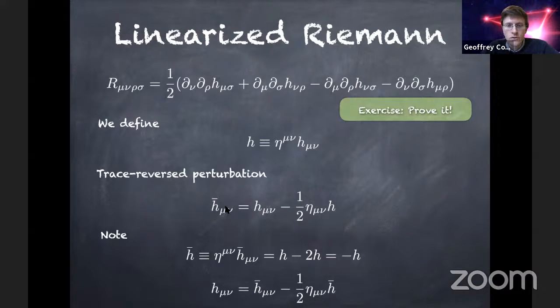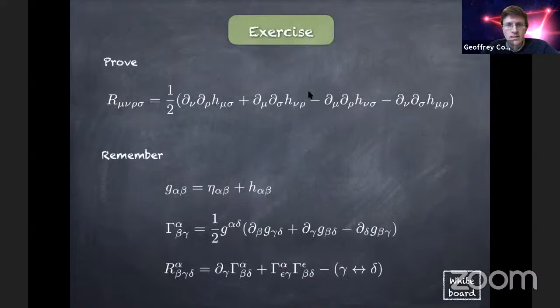And note that you can invert this by substituting h equals minus h bar. You can just put it on the right-hand side. And so you get this equation. So now let's just prove that this Riemann is given by this.